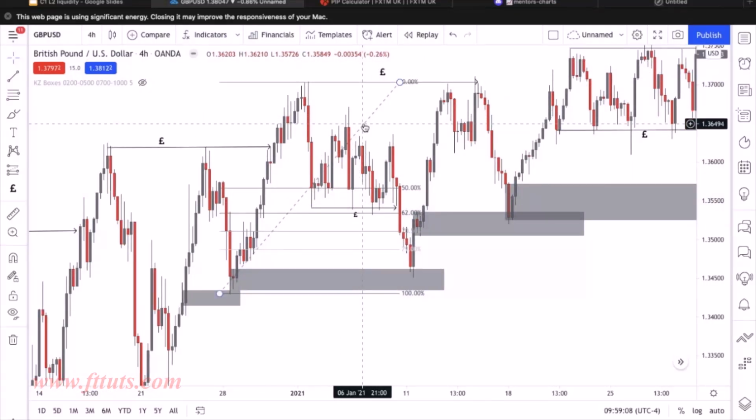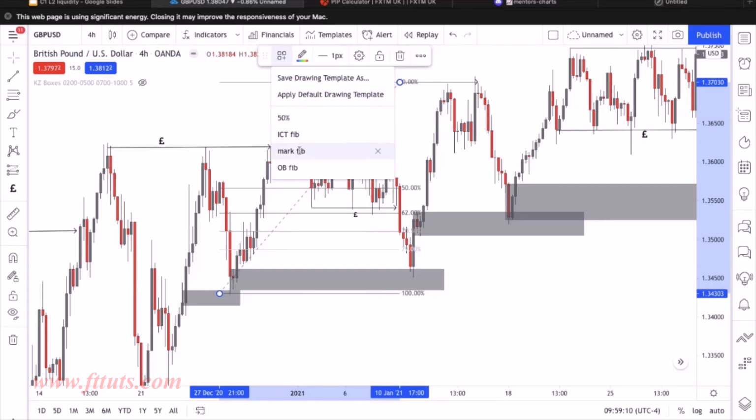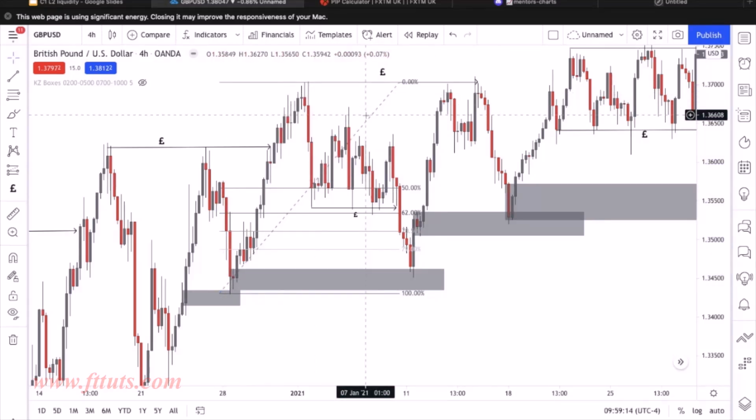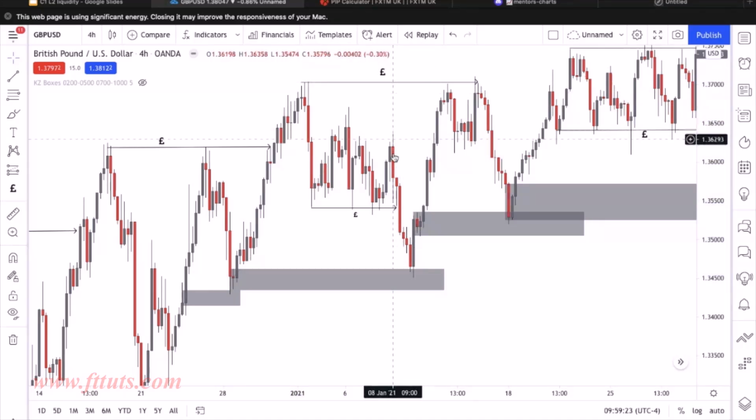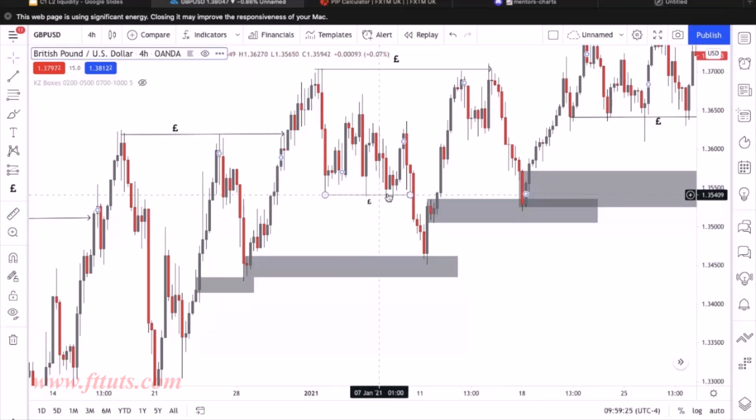Then let me just take out the 618 fib if I have it. I don't even have it. Okay, cool. But let's just say the 62% almost aligns with the 61.8, right? So this area over here is the 61.8. So as a retail trader, they would have looked to buy at this point over here.